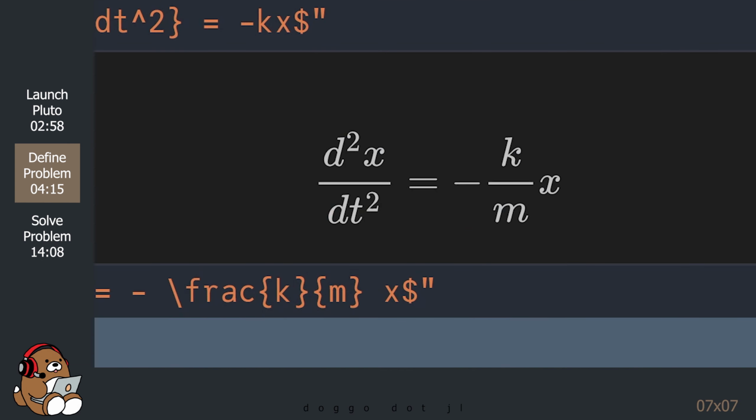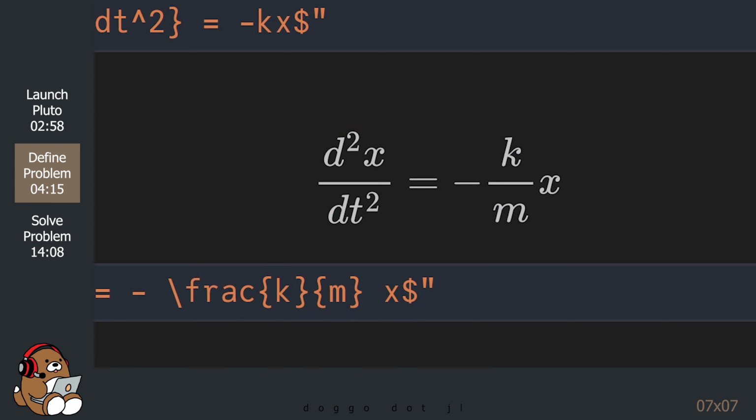So this final equation states that the second derivative of position with respect to time is equal to negative k over m times x, where k is the spring constant, m is the mass, and x is the position. So this is the second order ordinary differential equation that we need to solve.